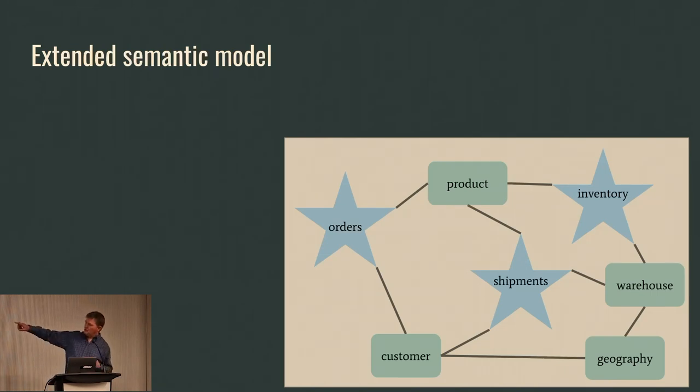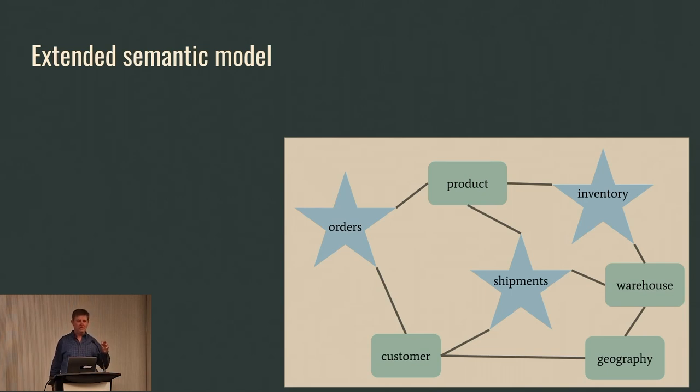So you imagine each of these stars is one of those tables with measures, or business views, you could call them, right? But if I define a shipments business view and an inventory business view, they actually have things in common. They both relate to warehouses and they both relate to products. So these business views are all kind of connected together. I would call the stars business views, or just views, or tables with measures. I would call these things, warehouse, geography, customer, entities.